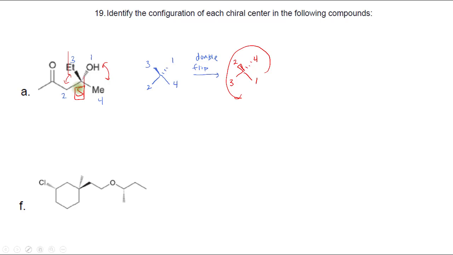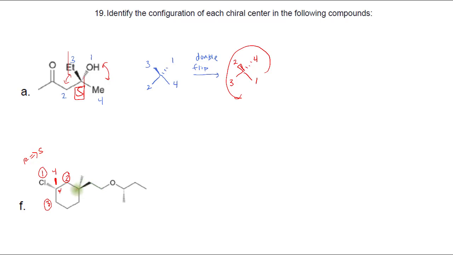Alright, in F I have a couple other stereocenters to find here. This is 1. So my chlorine is 1. 2 would be this one right here. This is 3. 4 is wedged, so I'll have to take the opposite. So 1, 2, 3, this would be R. And we take the opposite to do S. So that one is S.